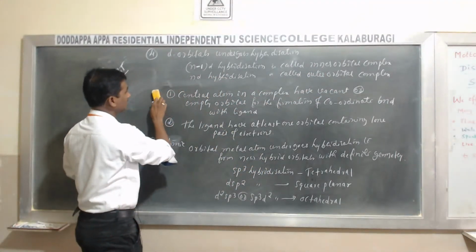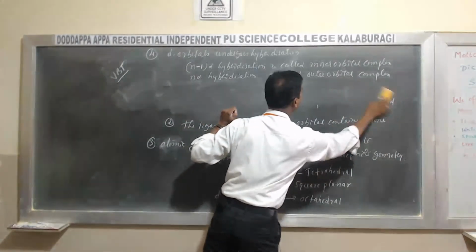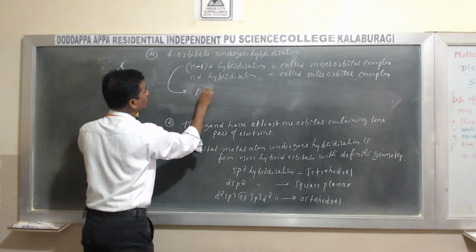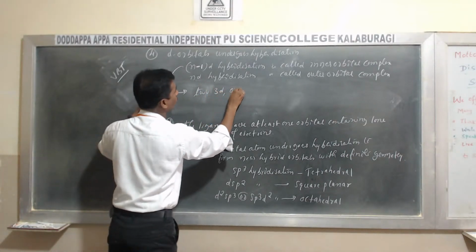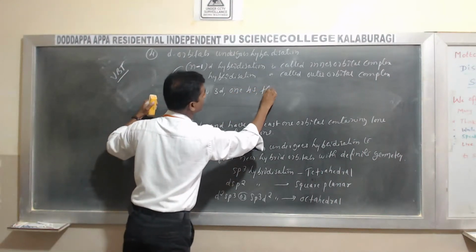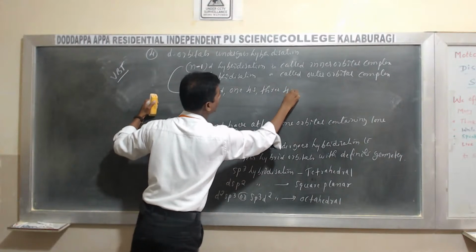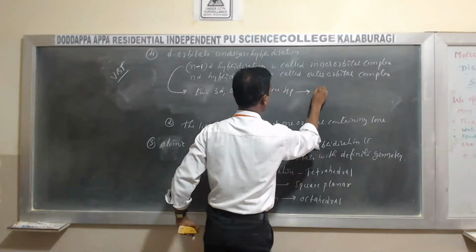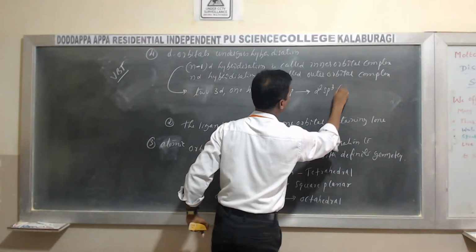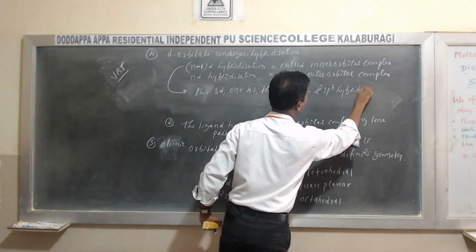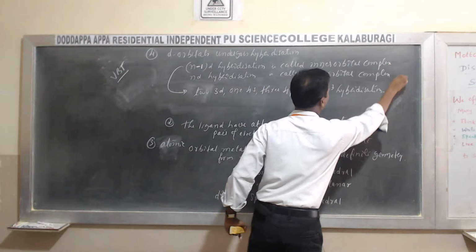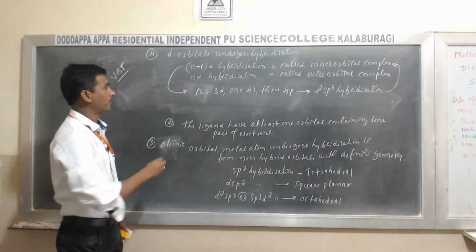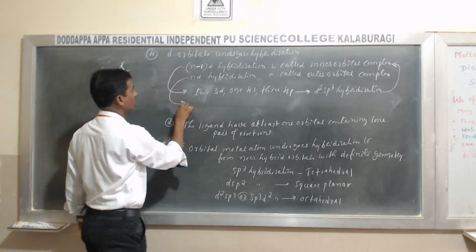Now I can discuss this. What is meant by (n-1)d? It means the 3d orbital, the 4s orbital and the 4p orbital. The mixing of 3d, 4s and 4p gives d2sp3 hybridization. If it is d2sp3 hybridization, it is called an inner orbital complex.